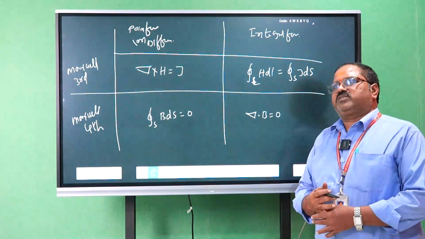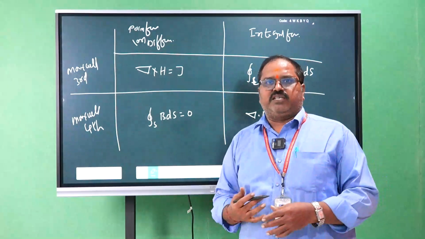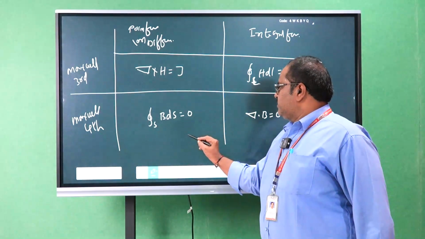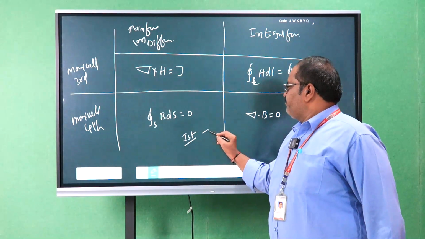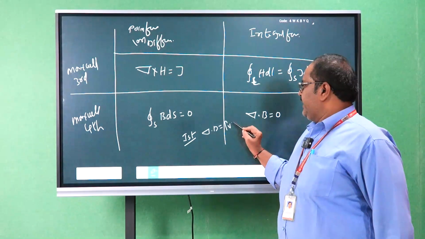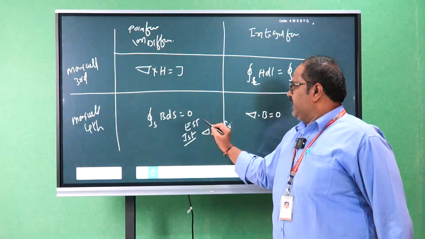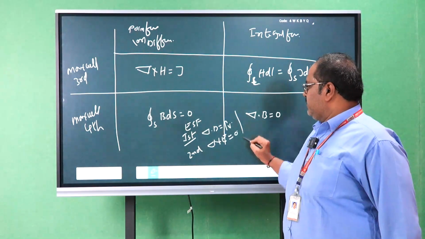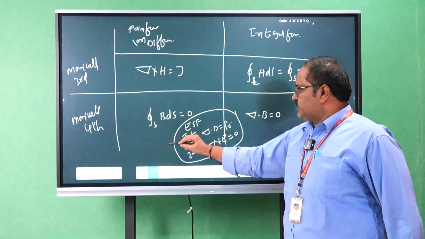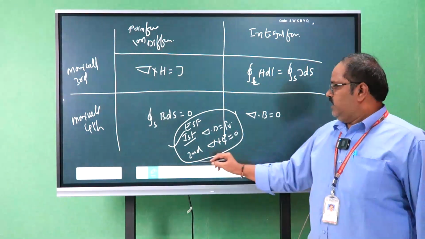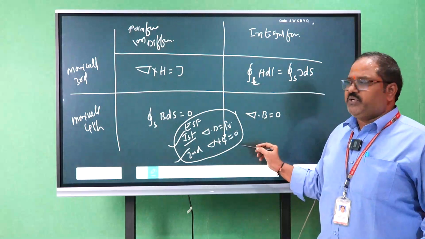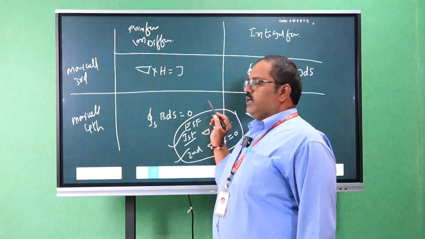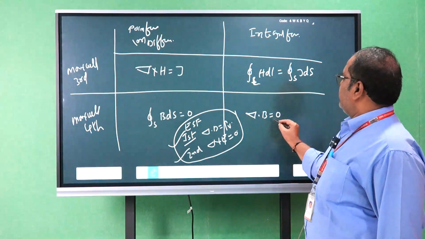Then first, there is the electrostatic field. There are two Maxwell equations, the Maxwell first equation and second equation. In the electrostatic field, the first equation is del dot D is equal to rho V. What is the second equation? Del cross E is equal to 0. Third equation, del cross H is equal to J. Fourth equation, del dot B is equal to 0.